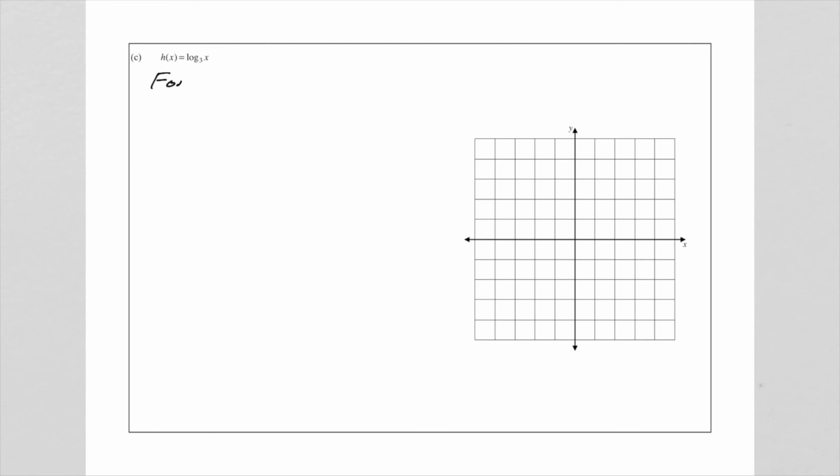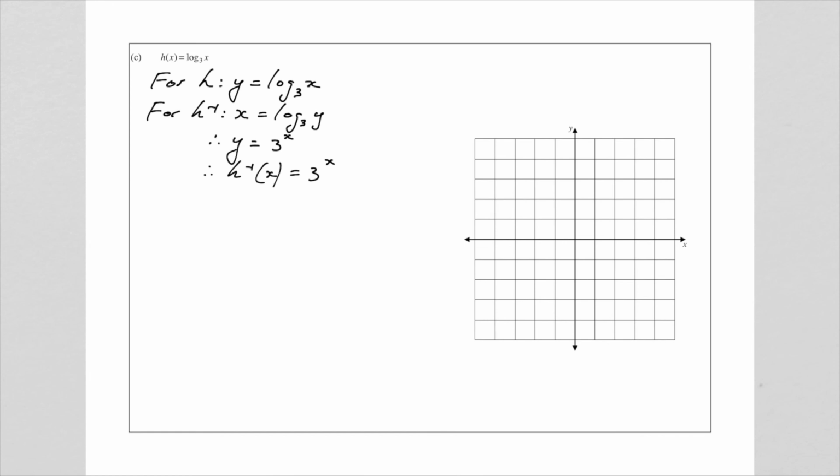So we're going to say that for h, y is equal to log x base 3. And then for the inverse, we say that x is equal to the log of y with a base of 3. Now we need to write this in terms of y. So by using that log definition again, y is equal to 3 to the x. We now have an exponential function. And we can now say that the inverse of h is the function 3 to the x.